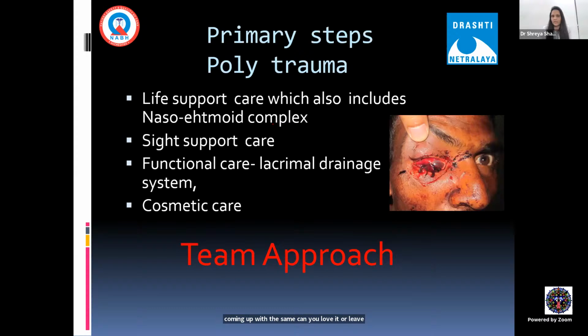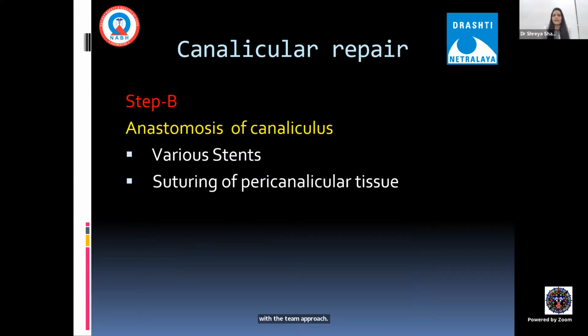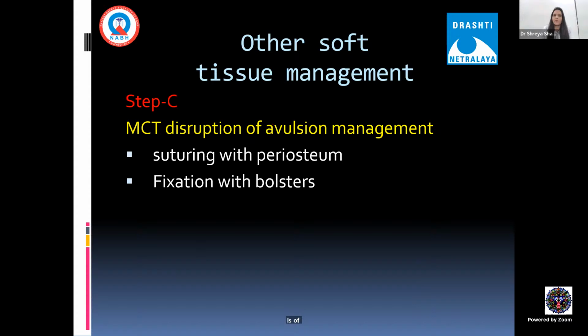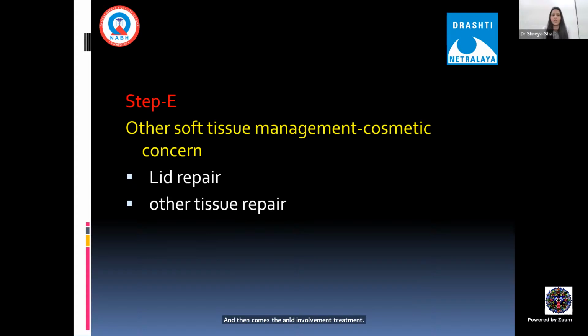So as I said, I'll conclude with the primary steps. When there is polytrauma, you need to give life support care first, or if it includes the nasoethmoid complex, then sight support care, then functional care, and then cosmetic care with a team approach. The first step, as I said, is location of the end. Second is anastomosis of the canaliculus. Then middle canthal tendon disruption and avulsion management. Soft tissue management with the lacrimal drainage system. And then comes the NLD involvement treatment if there is NLD trauma associated with the canalicular trauma.